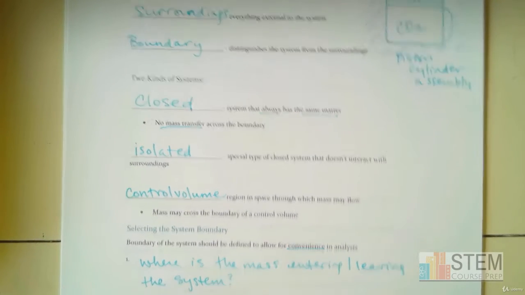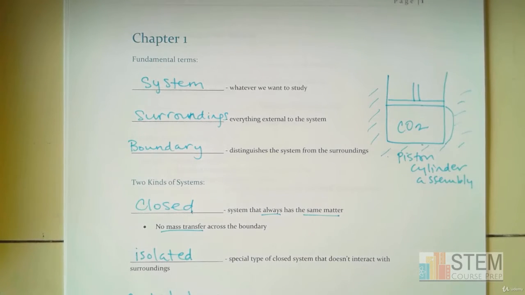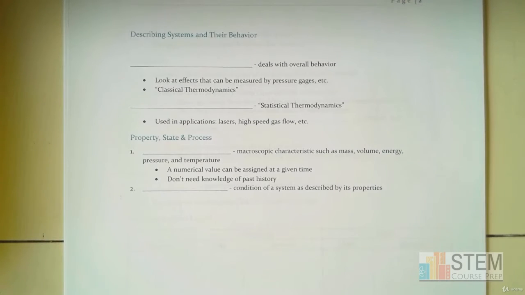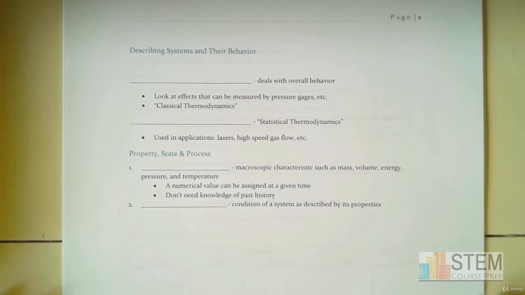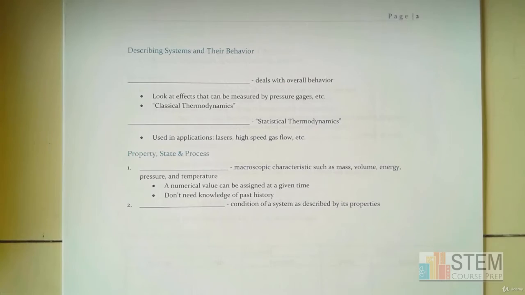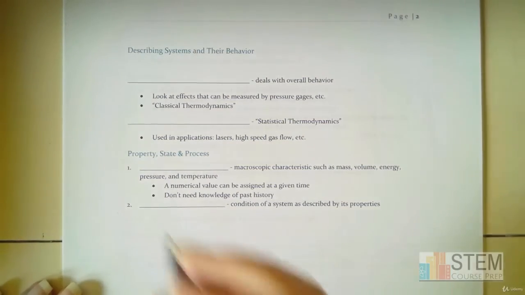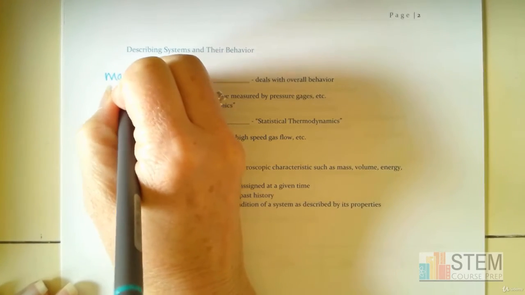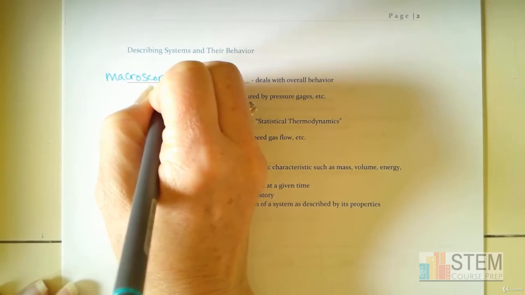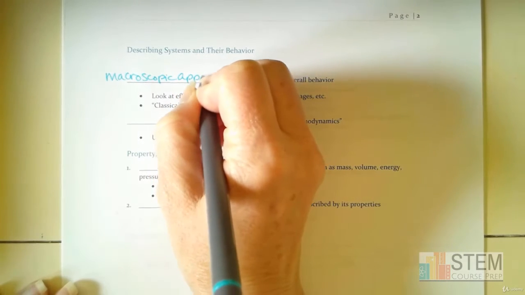All right, so next, flip to the next page here. Next, let's describe the systems and their behavior. Now, the first approach we're going to have is the macroscopic approach. So that's what it's called.